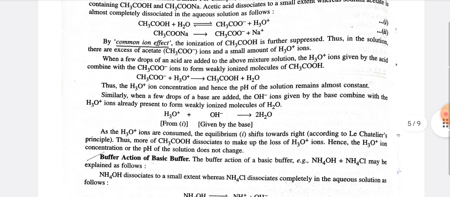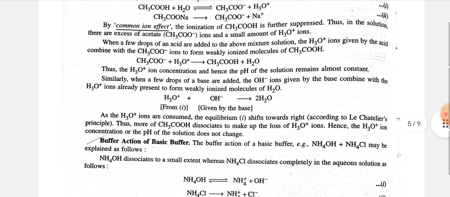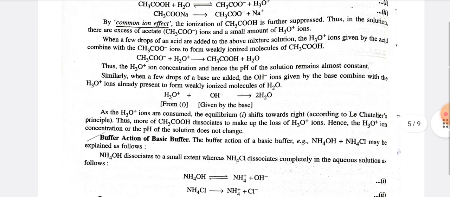When a few drops of an acid are added to the above mixture solution, the H3O positive ions given by the acid combine with the CH3COO negative ions to form weakly ionized molecules of CH3COOH. CH3COO negative plus hydronium ion gives CH3COOH plus H2O. Thus, the hydronium ion concentration, and hence the pH of the solution, remains almost constant.